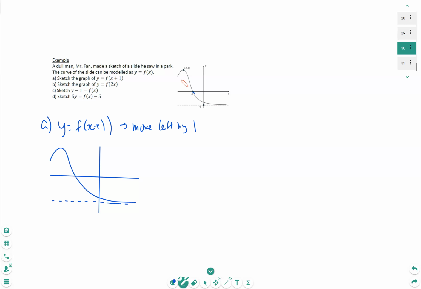The horizontal asymptote, does it move? It doesn't, okay, because it only affects the x coordinate. So minus 1 and minus 3, I can't do maths. This one is minus 6, 6. Okay, right, next one.